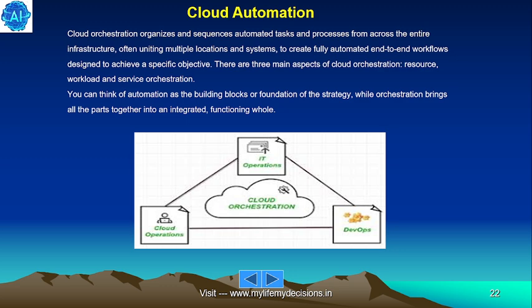There are three main aspects of cloud orchestration: resource, workload, and service orchestration. You can think of automation as the building blocks or foundation of the strategy, while orchestration brings all the parts together into an integrated, functioning whole.